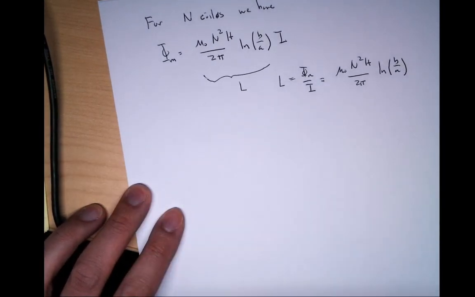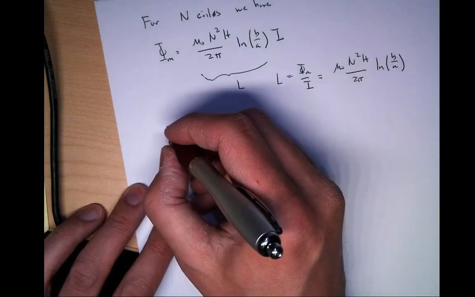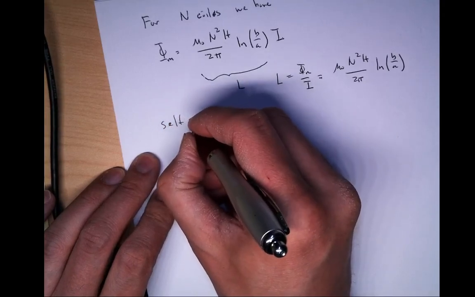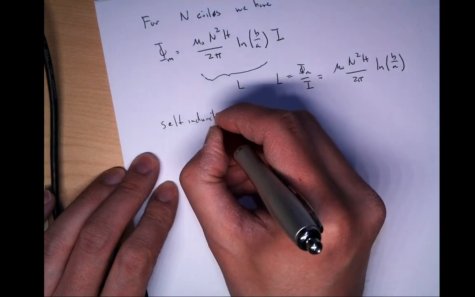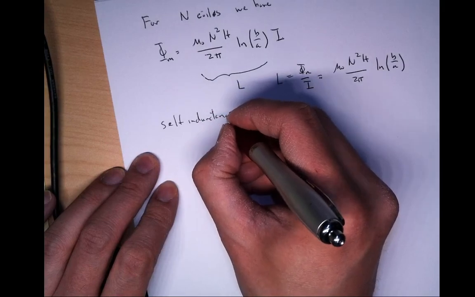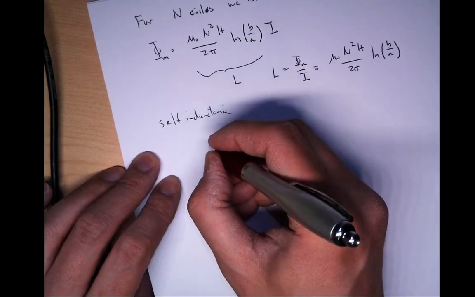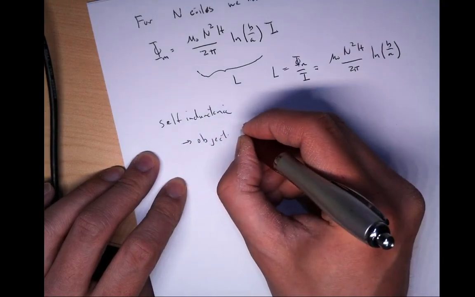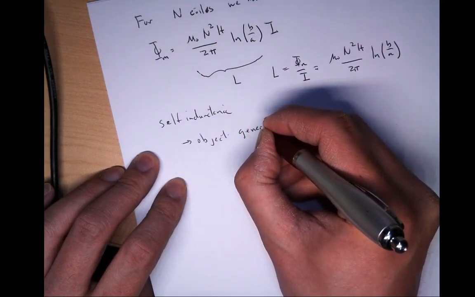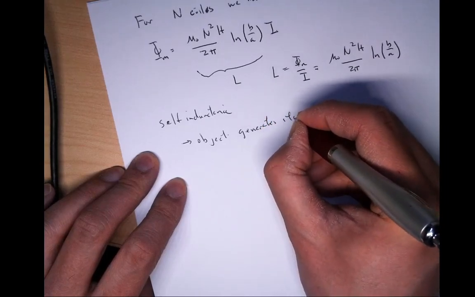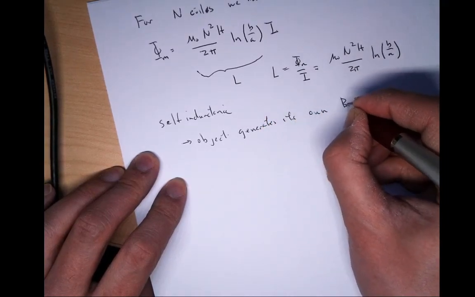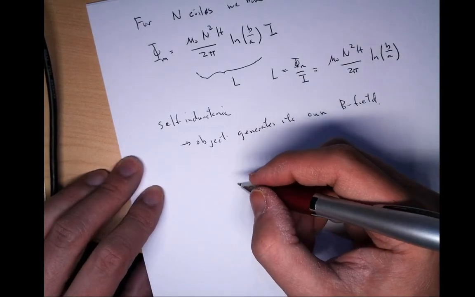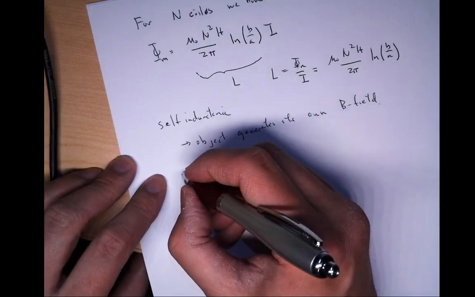So now what we've done is that we considered self-inductance. Self-inductance is when an object generates its own B field, right? But we can also get flux from another object.